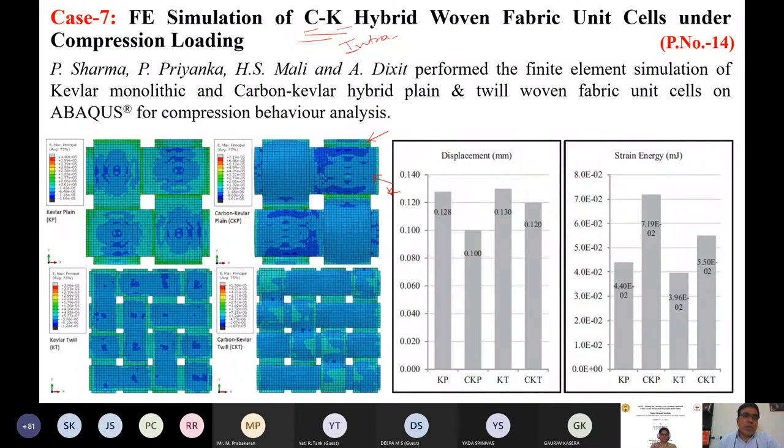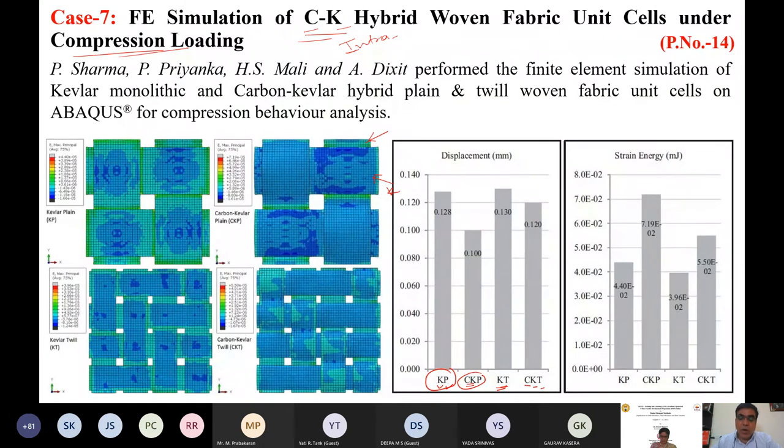So in this case, what will be the property? Again, you are trying to get it into compression modeling, and there are various categories. You can see KP, CKP, where P is the plain weave and K is the Kevlar, whether you have made it hybrid, and whether it is a twill, so carbon Kevlar twill. Why I am telling you this is, once you have this much knowledge of dealing with your tool, software and properties, you get the confidence to compare various materials.